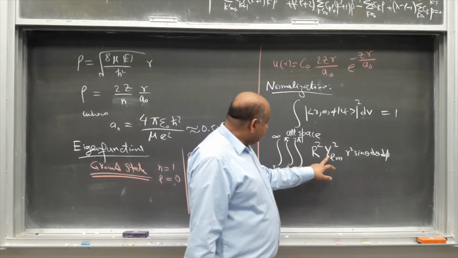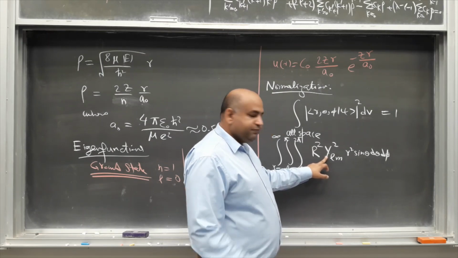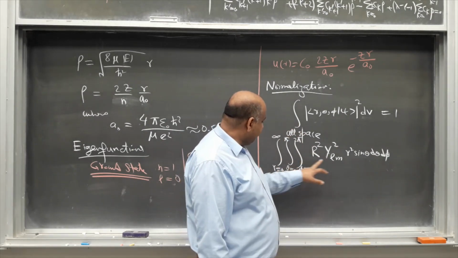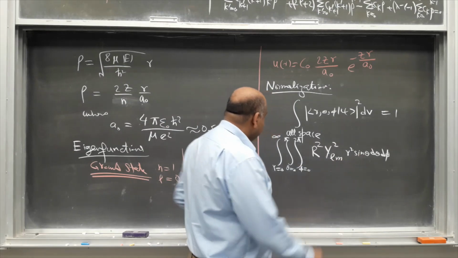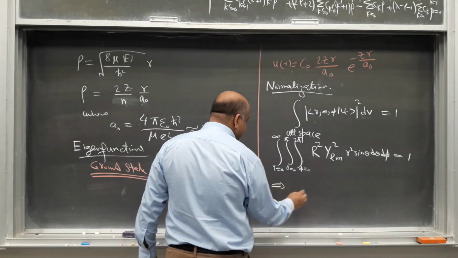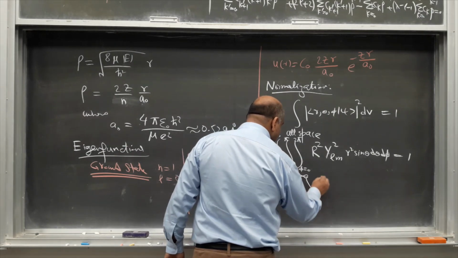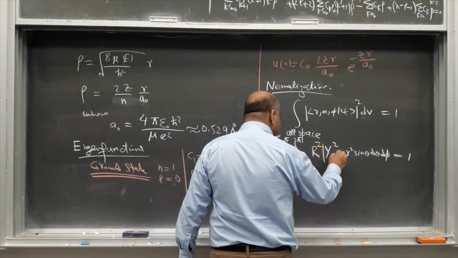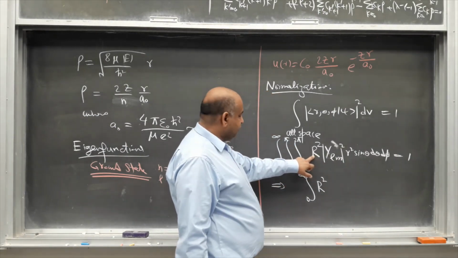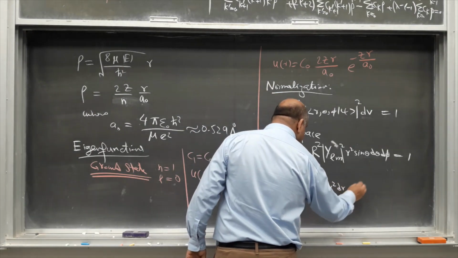However, we already know that these Y squared lm are normalized over the solid angle, over the complete sphere. So this integral over theta phi of Y squared with sine theta is already 1, so we are left with this normalization condition: integral from 0 to infinity of R squared, and by the way, there would be a modulus square here, but we don't need a modulus because R is a real function anyway. So R squared dr is equal to 1.